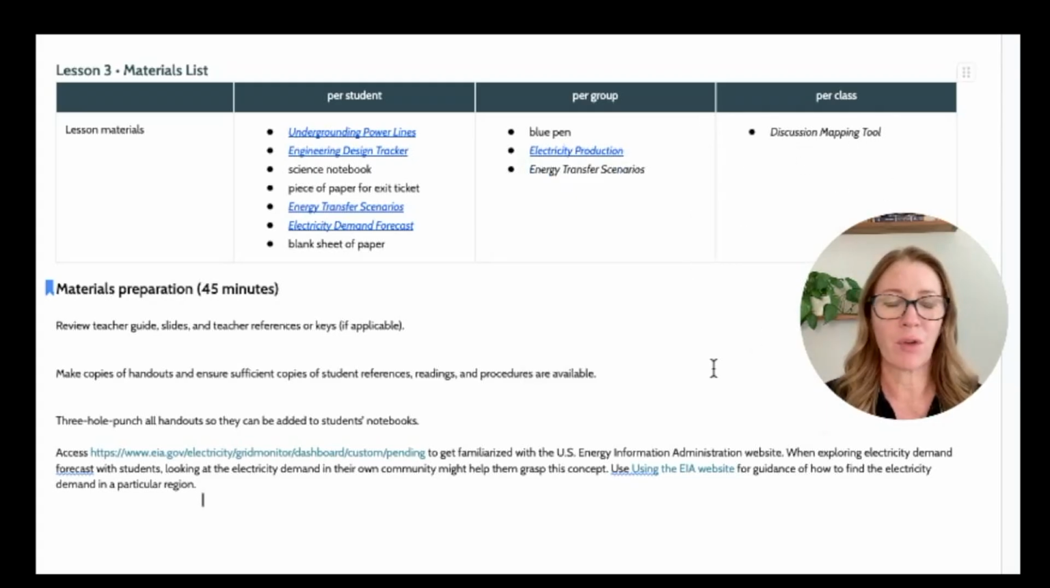Discussion mapping tool, if you're ready to map who participates in a discussion, this is a great tool, but I'm not going to go over it, but it is in your Google Drive.